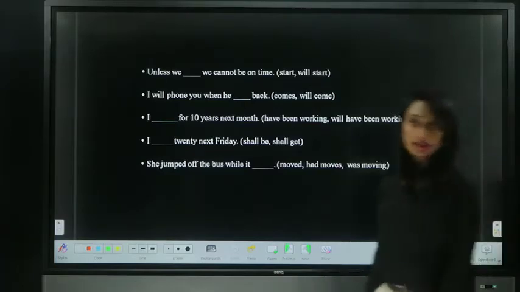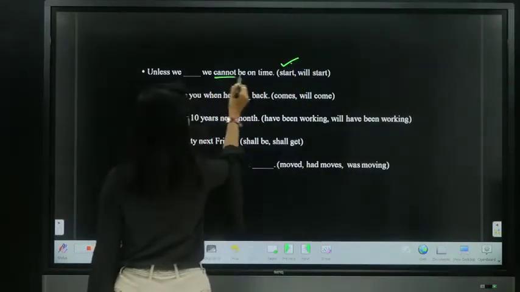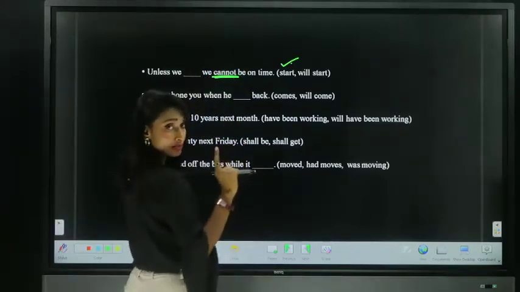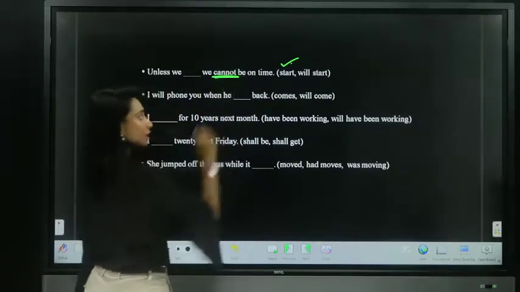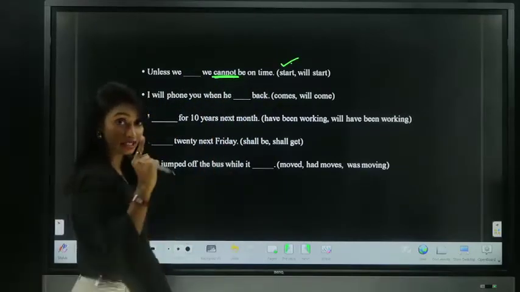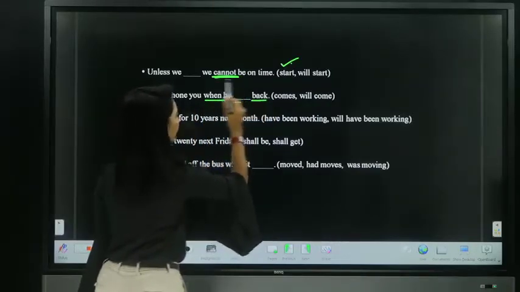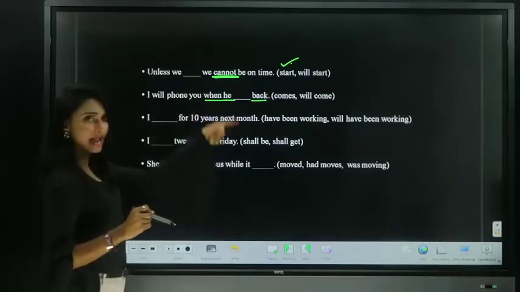Well, good guys. Unless we start, we cannot be on time. This indicates future, so the other clause should not be in future. It should be in simple present. Unless we start, we cannot be on time. It's a condition. Next, I will phone you when he comes back.